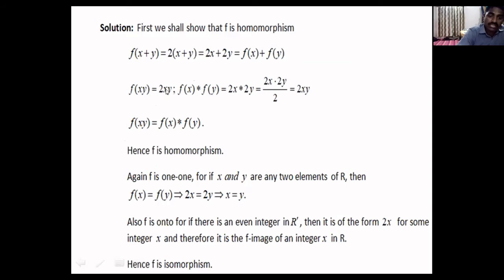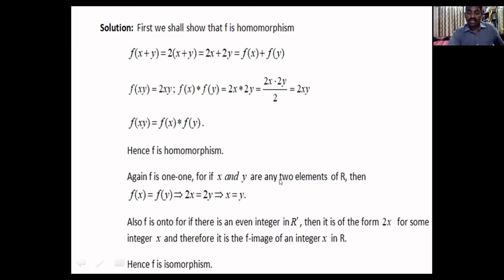And f(xy) is equal to 2xy by definition. Now consider f(x) * f(y) = 2x * 2y. Here 2x * 2y is like a * b, so it is (2x · 2y) divided by 2, that is equal to, with the 2 cancelled, 2xy. Therefore f(xy) is 2xy and f(x) * f(y) is also 2xy. This implies f(xy) = f(x) * f(y). Hence f is a homomorphism. What remains is to prove that f is one-one and onto.